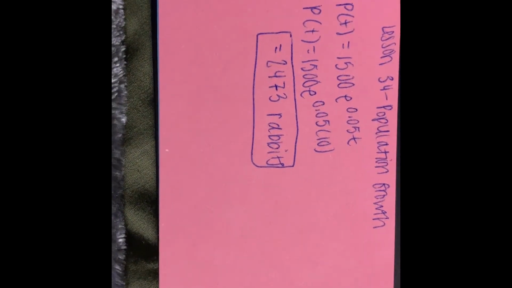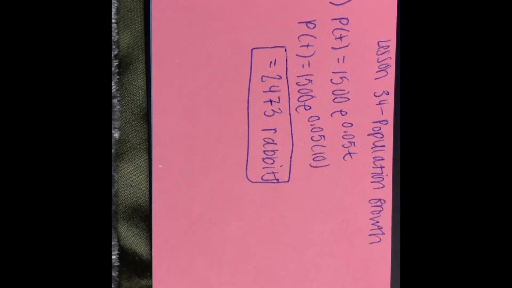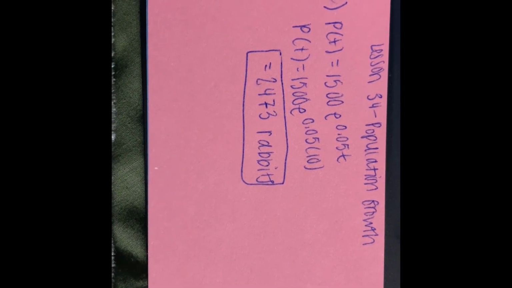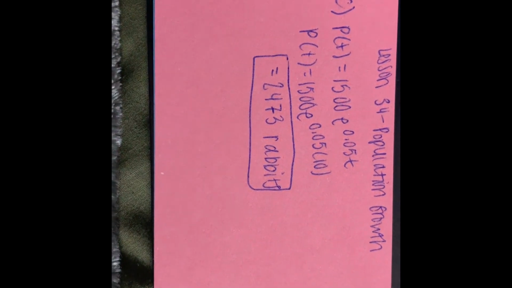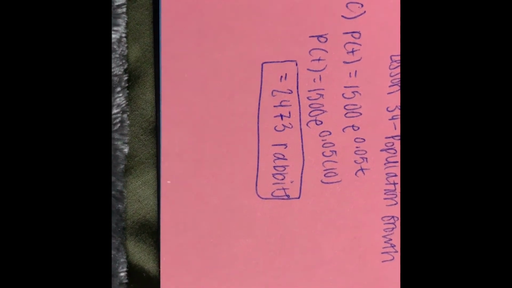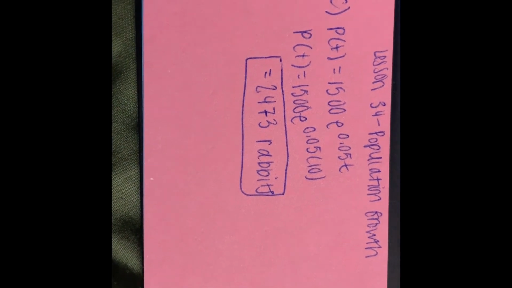Part C asks us to calculate the population in 2010. So for this, we're just going to simply use the equation P of t equals 1500 times e raised to the 0.05t and replace t with 10, because since 2000 is t equals 0, then 2010 will be t equals 10. The calculator tells us that the population in 2010 will be 2,437 rabbits.